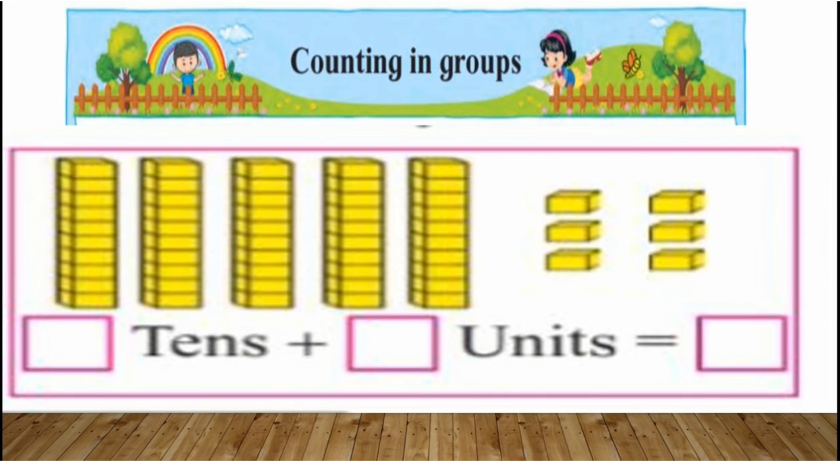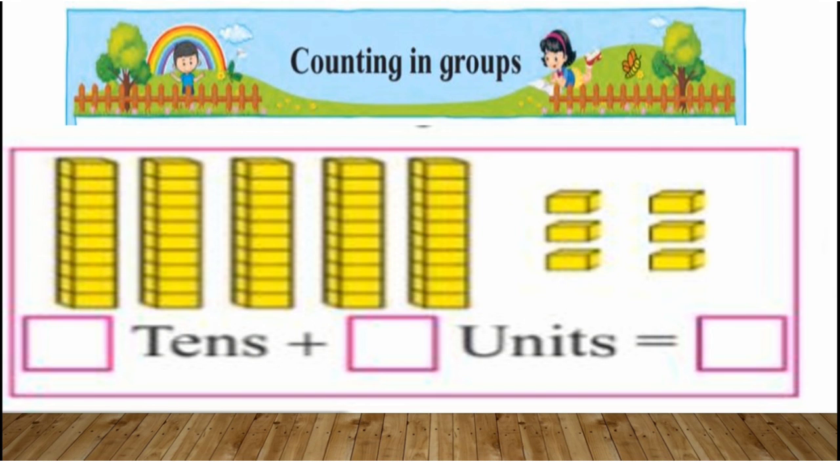Next, you can see here also groups of 10. How many groups of 10s are here? 1, 2, 3, 4, 5 groups of 10s. And how many units are here? 1, 2, 3, 4, 5, 6 singles or 6 units are here. We will first count how many bricks are in one line. One group: 1, 2, 3, 4, 5, 6, 7, 8, 9, 10. 10 bricks are here in one group.